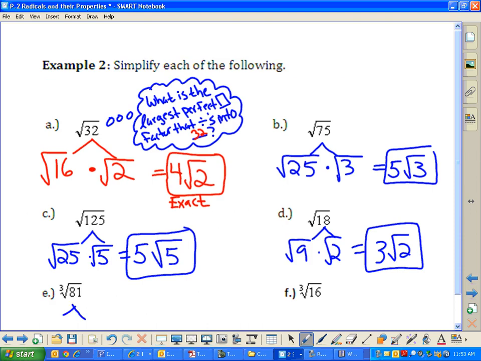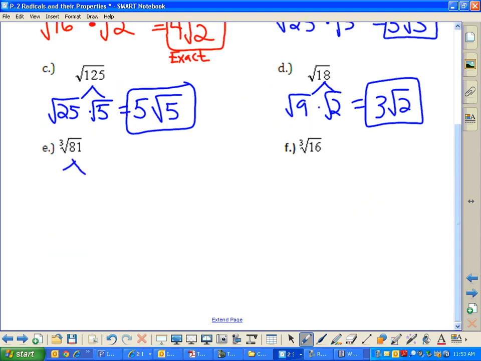Does anybody know it? John? It is 27. Good job. Turns out that 81 is 27 times 3. And then I have to cube root each piece.